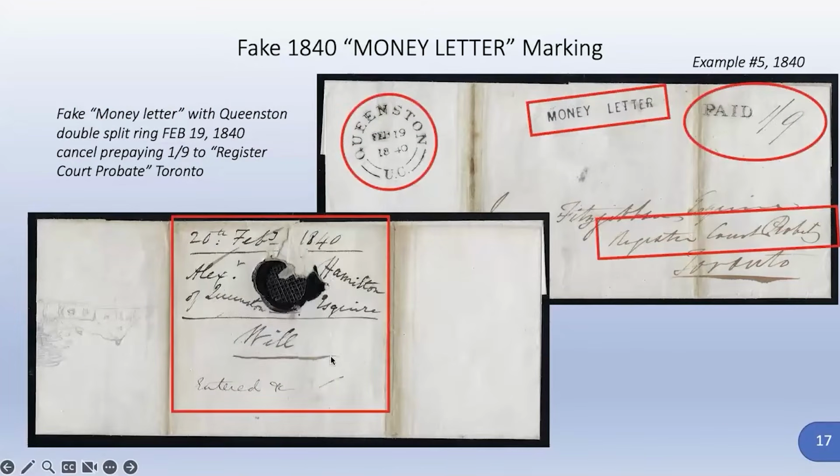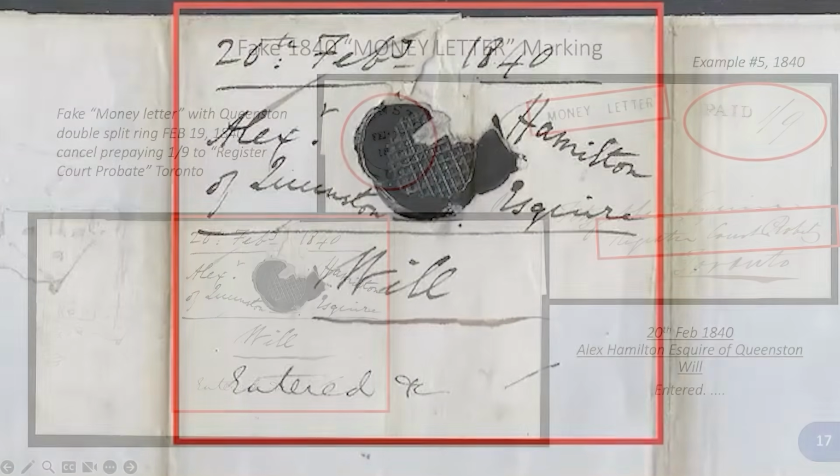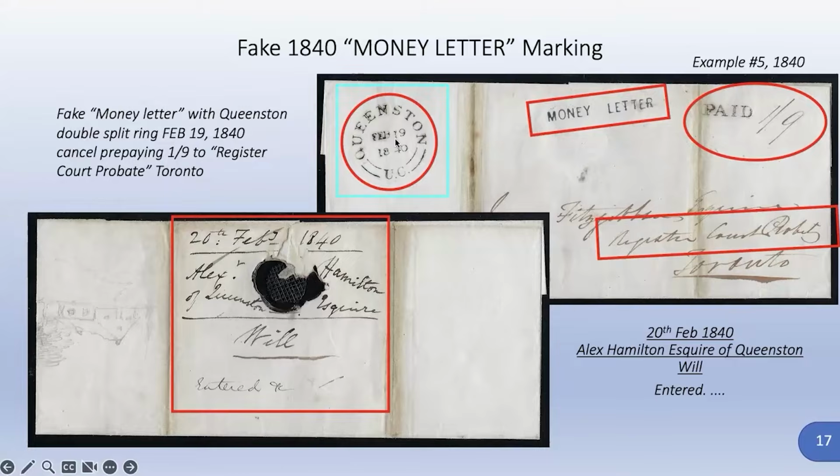On the back, we see in manuscript, February 20th, 1840, Alexander Hamilton Esquire, will, entered, and some initials there. The actual date of the cancellation is February 19th. So this is a receiver marking on the 20th on the back that this letter came from Alexander Hamilton. It contained his will. Who was Alexander Hamilton? He died February 19th, 1839. So I guess within the rules at the time, within 1 year of the death of someone, their will had to be sent to the registrar of court probates for registering the will.